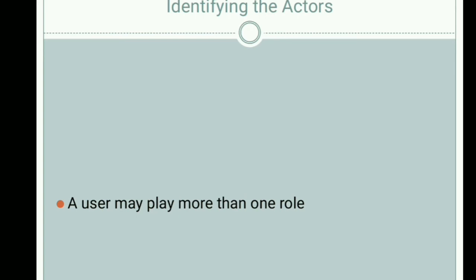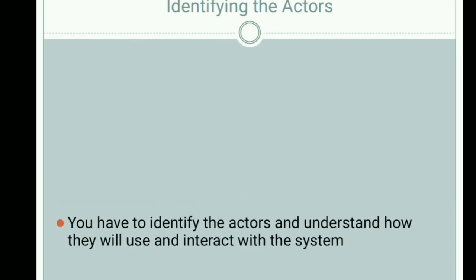Again, an actor can be a user. A user may play one or more roles. Consider an example of head of the department. So the HOD can play a role of teacher. HOD can play a role of head also. So an actor can play one or more roles, and we need to consider these roles of an actor.